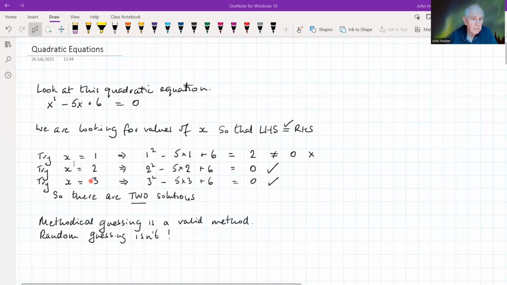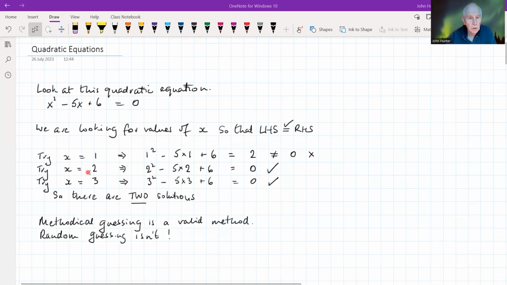Well, let's have a look for starters. If we were to try x equals 1 and substitute 1 in here, we're going to get 1 squared minus 5 times 1 plus 6, and that's going to be equal to 2 if we work it through. And that's not 0. So 1, therefore, is not a solution to this equation.